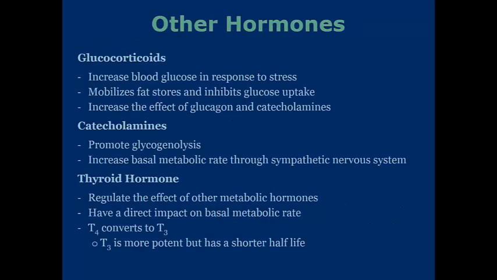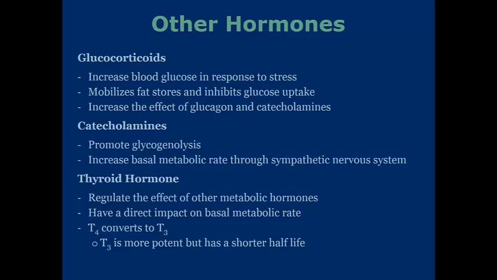There are some other hormones we'll go into real quick. Glucocorticoids increase blood glucose in response to stress by mobilizing fat stores and inhibiting glucose uptake. This will increase the effect of glucagon and catecholamines. Catecholamines are going to promote glycogenolysis and increase the basal metabolic rate through the sympathetic nervous system.